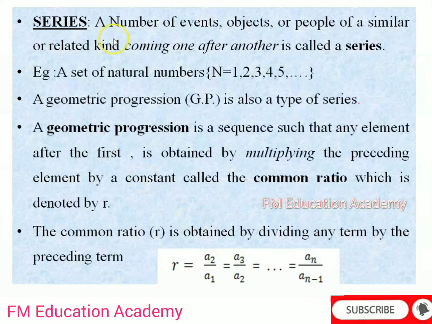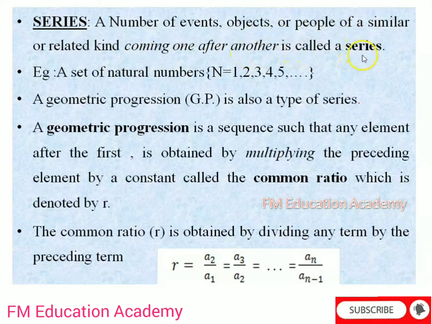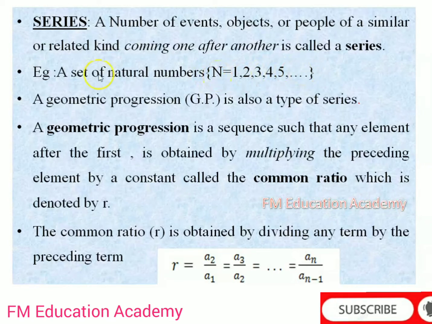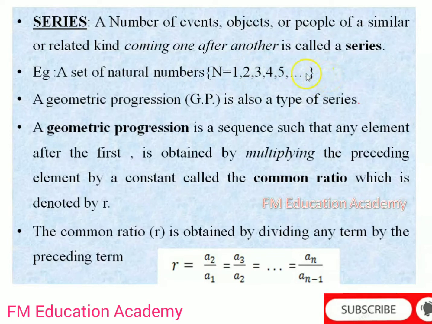So what is a series? A number of events, objects or people of a similar or related kind coming one after another is called a series. Suppose we take the example of the set of natural numbers: 1, 2, 3, 4, 5 up to something. Why? Because after 1, 2 comes, after 2, 3 comes, after 3, 4 comes. So they are coming one after another and this follows some pattern. That is why it is called a series.